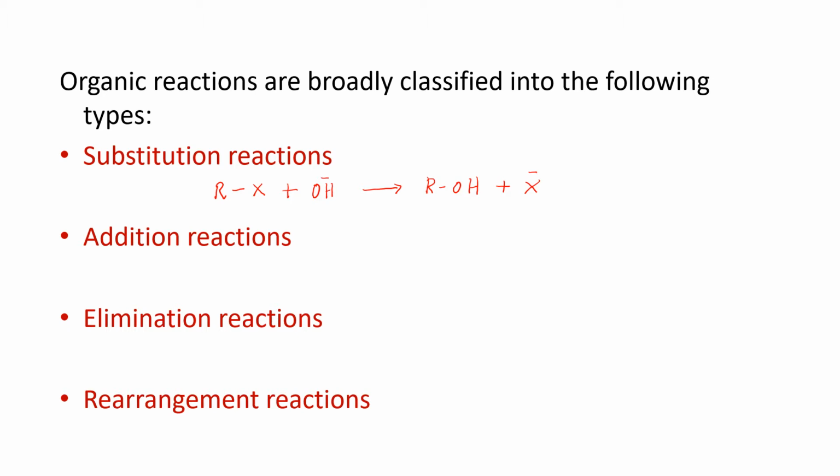And in addition reactions, which are usually given by unsaturated compounds, for example, if we consider addition of, say, bromine to propene. As a result of addition reaction here, we get a saturated product. We get 1,2-dibromopropane.